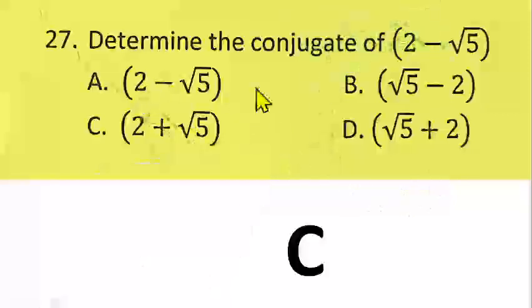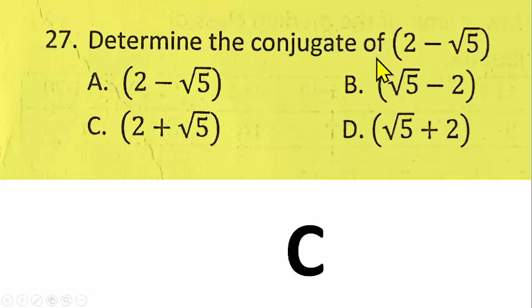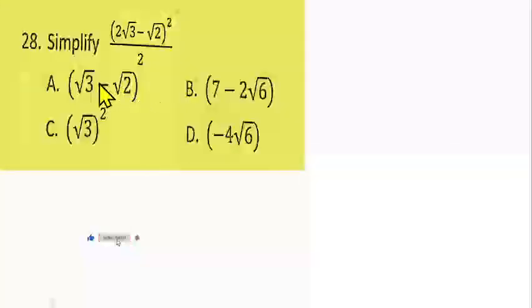Question number 27 is from surd. We have to find the conjugate of 2 minus surd 5. The conjugate of 2 minus surd 5 is 2 plus surd 5, which is option C. Question number 28 is still on surd.